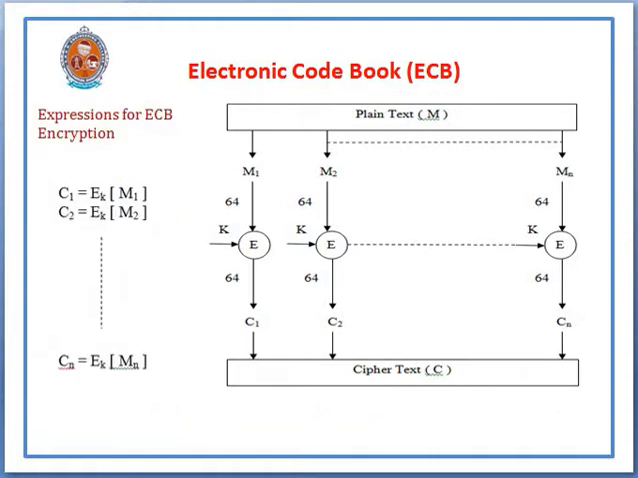The following are the expressions for ECB encryption. C1 equals EK of M1, C2 equals EK of M2 and so on, and finally Cn equals EK of Mn. Now we have to combine all these C1, C2 and so on Cn ciphertext blocks to get the ciphertext C for the original message M.